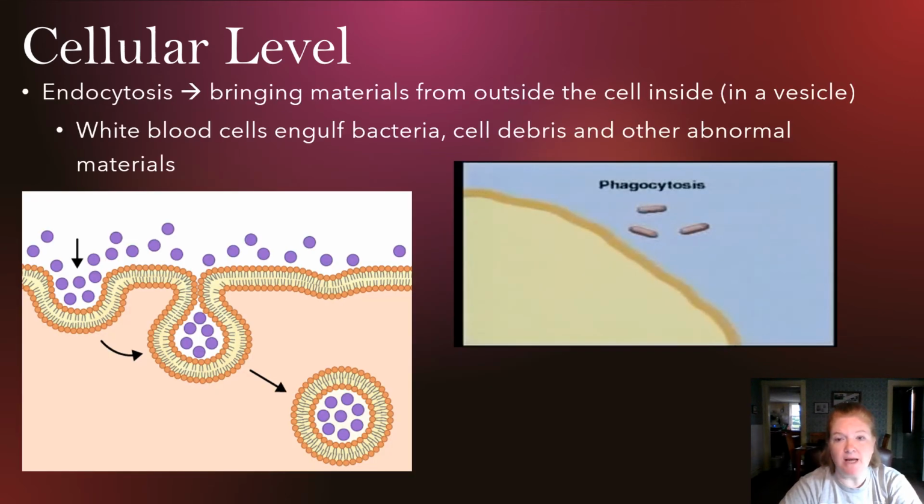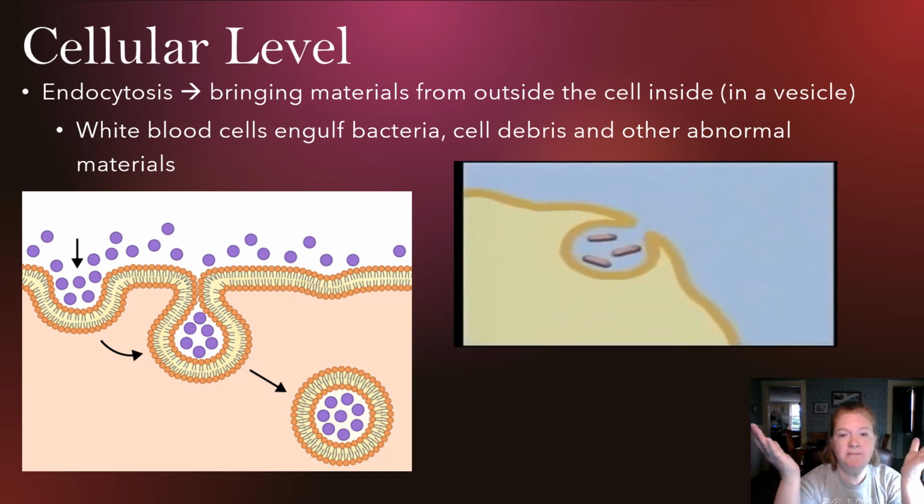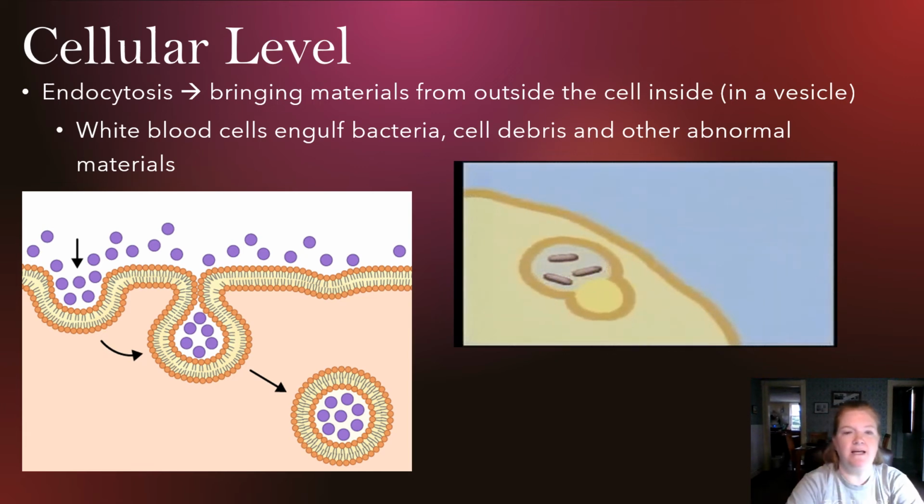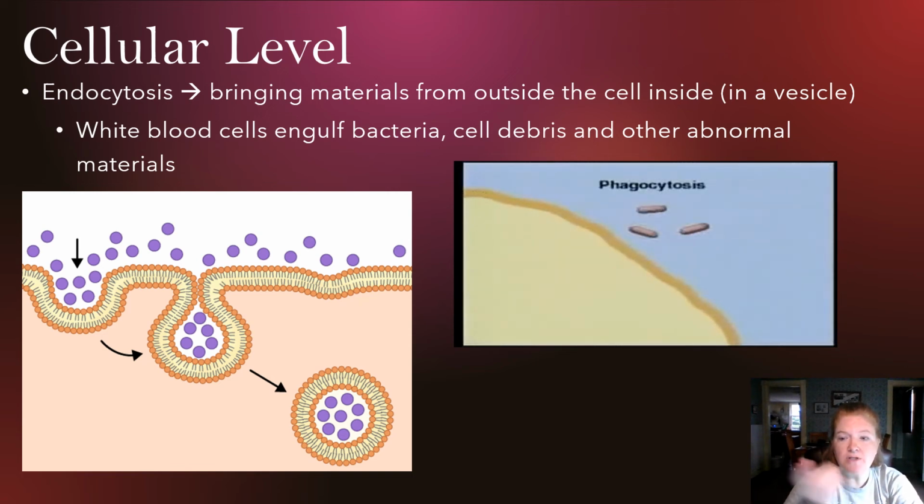The opposite process would be endocytosis, and that's where you're going to bring materials from outside of the cell inside. And so here the cell membrane is going to pinch off and create a vesicle, and then that's going to come inside. It happens in white blood cells to engulf bacteria or cell debris or other abnormal materials, which you can see happening in that GIF.